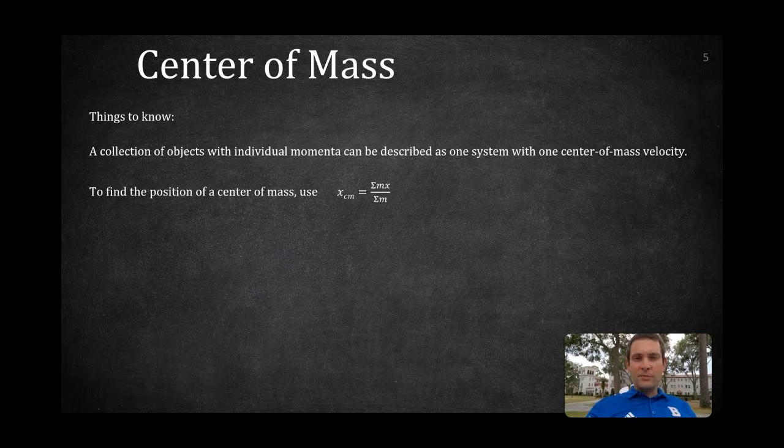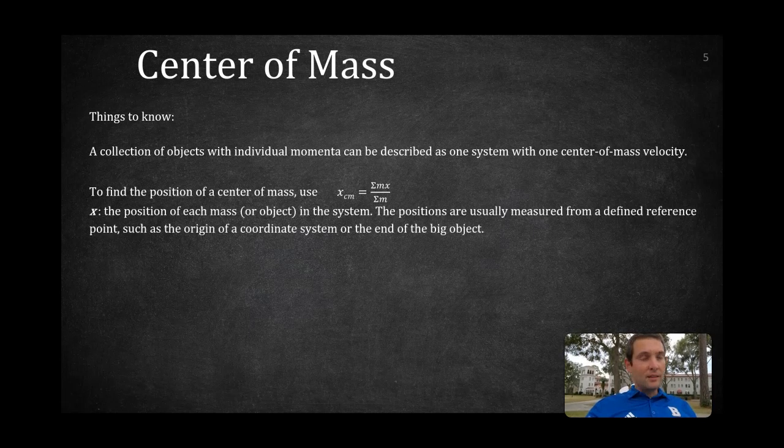To find the position for a center of mass, we're going to use this equation, which is x of the center of mass equals sigma m times x divided by the sum of all of the mass. So the sum of each mass multiplied by the position each mass or object is relative to a reference point. Could be the origin of a coordinate system, it could be the end of a rod, the end of a stick. It's an arbitrary position, as long as you keep 0 in the same place throughout the entire problem, the math will work out.